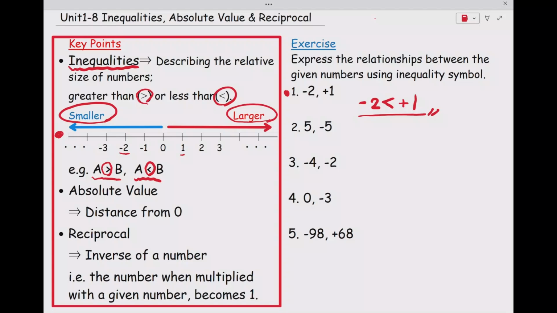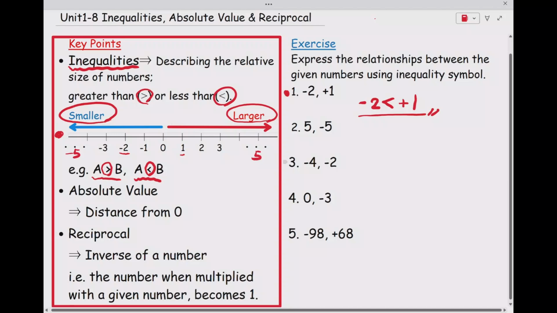Next is question number 2, which is 5 and -5. Again, let's look at the number line. The negative number is to the left of 0, the positive number is to the right of 0. And the further left you go, the smaller the number becomes, and vice versa, the further right you go, the larger the number becomes. So -5 is here, and 5 is here on the number line.